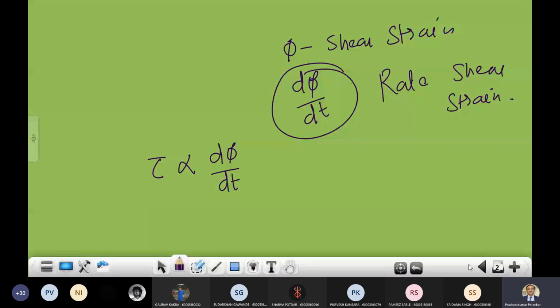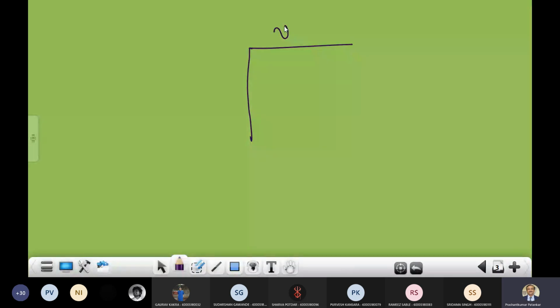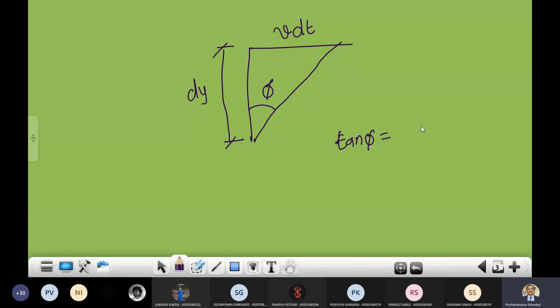Further, you can prove this. I will do one thing. This is your v times dt, and this angle is your phi. Let us consider this distance is, say, dy. Then tan of phi is equal to v times dt upon dy, isn't it? Now when this phi is very small, instead of phi let me write it as d phi. What I have written earlier was d phi only, no?